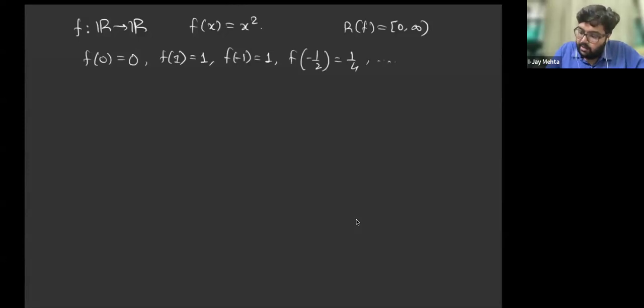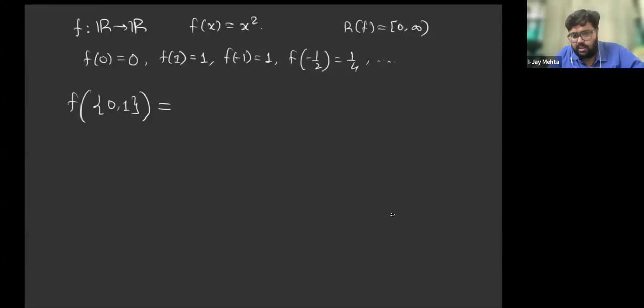Now I'm taking f of the set 0, comma 1. Can you tell what this is? Whatever idea is there, it doesn't matter if it is wrong. If you have some idea, you can tell.